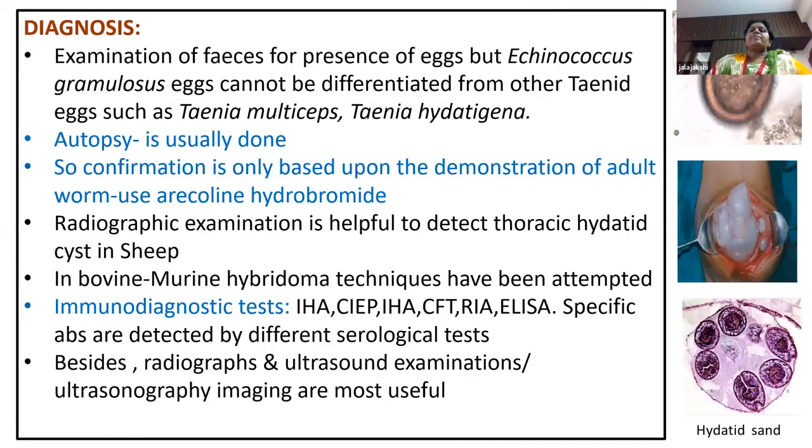Diagnosis is mainly through fecal examination for the presence of Echinococcus eggs, but eggs of Echinococcus cannot be differentiated from other taeniid eggs such as Taenia solium and Taenia hydatigena. Confirmation is mainly based on demonstration of adult worms during post-mortem examination. For the collection of adult worms, all the dogs must be treated with arecoline hydrobromide at a dose rate of 1 to 2 mg per kg body weight.